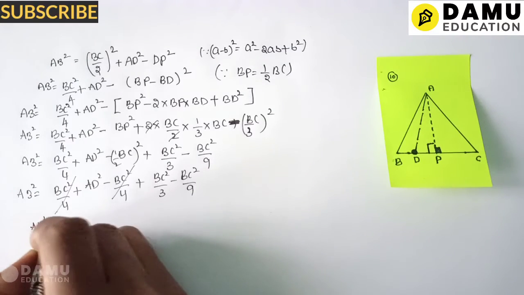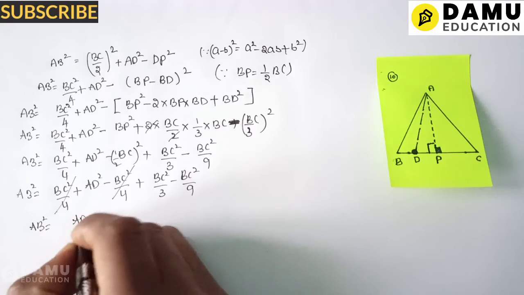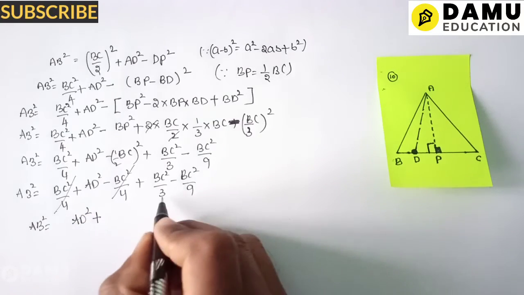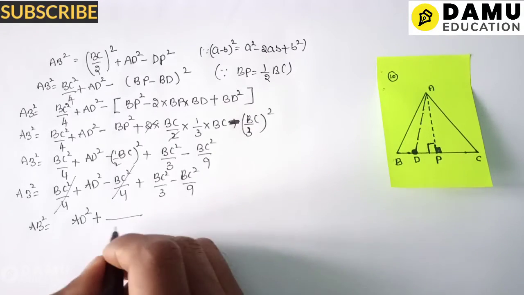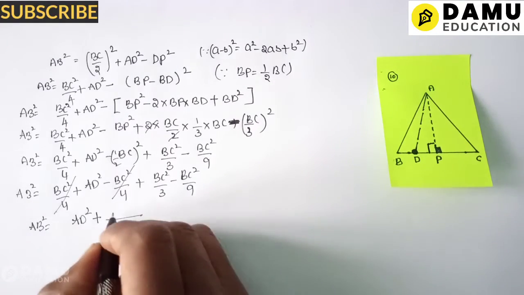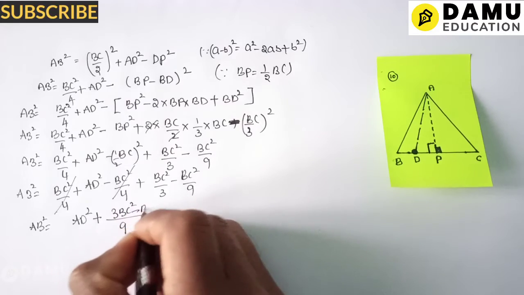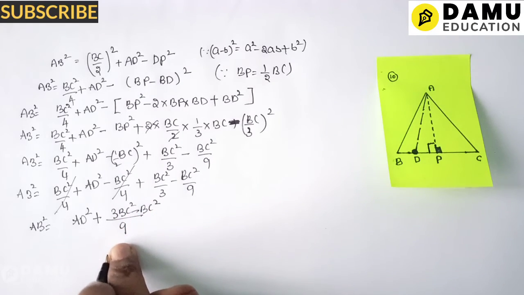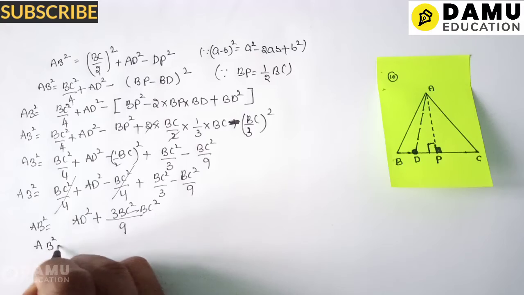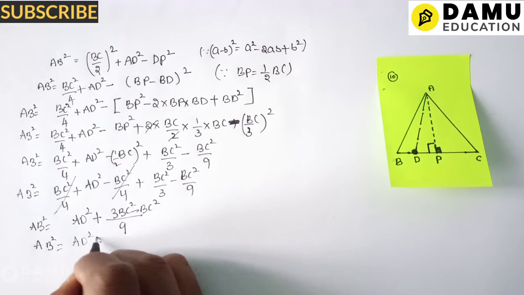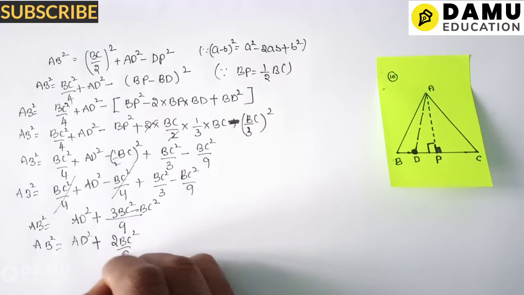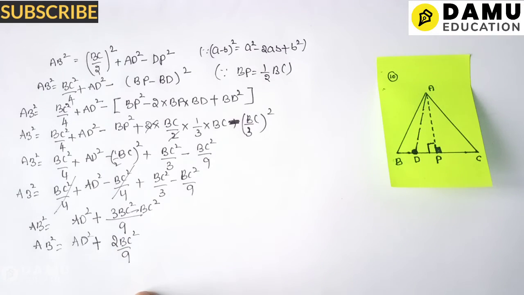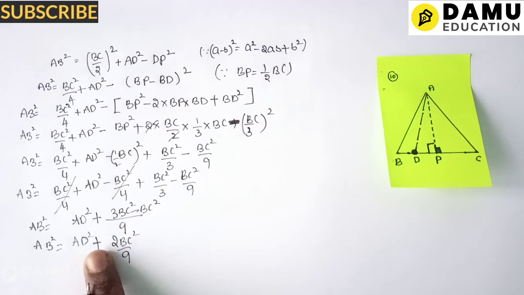Then AB square will be equal to AD square plus, let's take the LCM. If you take the LCM of both, what answer do we get? The common denominator is 9: 3 BC square minus BC square, that is 2 BC square by 9. So AB square will be equal to AD square plus 2 BC square by 9.